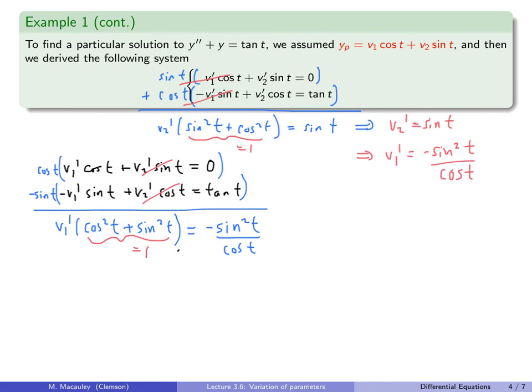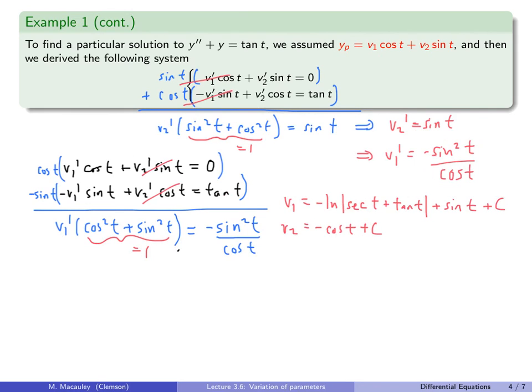Okay, so let's solve this. So v1 turns out to be negative natural log of secant t plus tangent t plus sine of t, and v2 turns out to be negative cosine of t. I should probably add plus c and plus c. However, we're not looking for the general solution. We're just looking for any one particular solution that works.